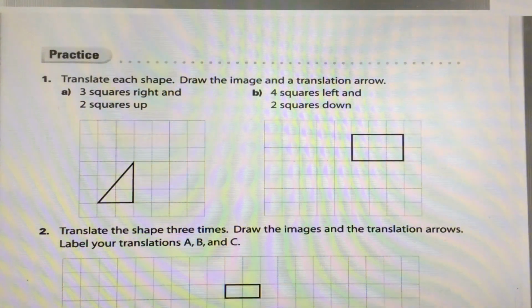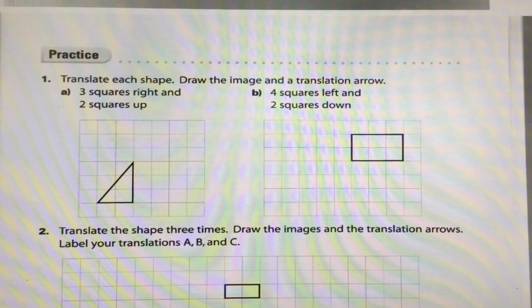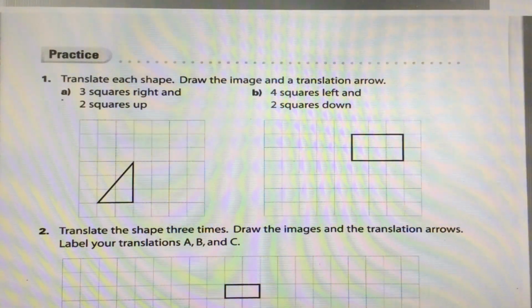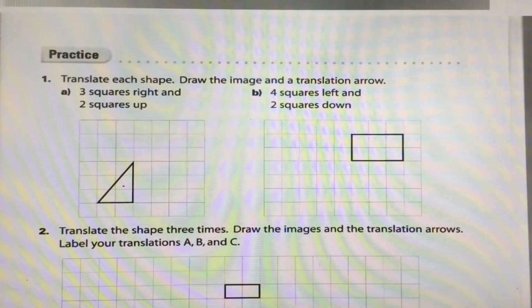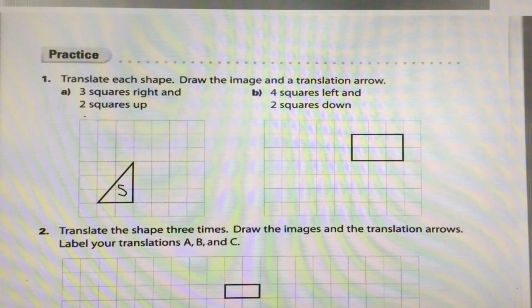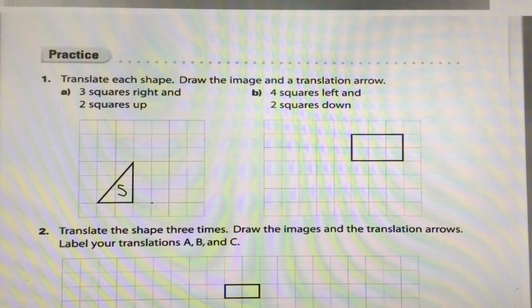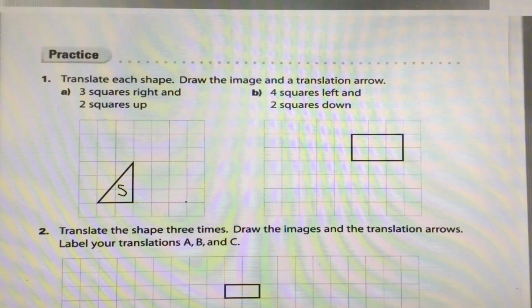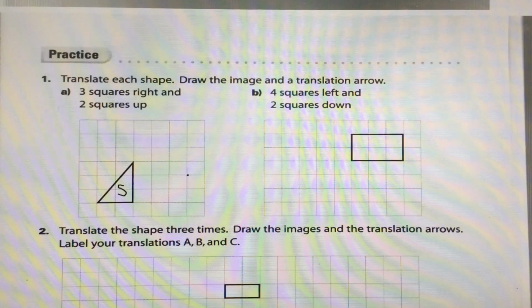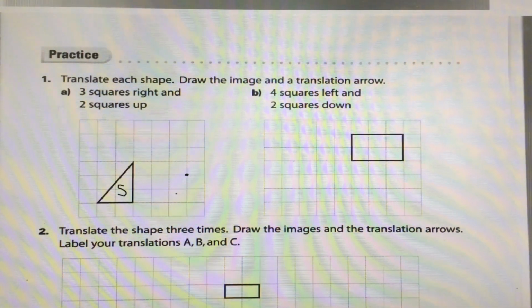If we come down here, it says, translate each shape. Draw the image and a translation arrow. So we're going to move this guy. This is our shape right here. And we're going to make our image 3 squares right and 2 squares up. So let's start with our bottom right-hand corner right here. And we're going to go 1, 2, 3 to the right, and 1, 2 up. So there's our point.